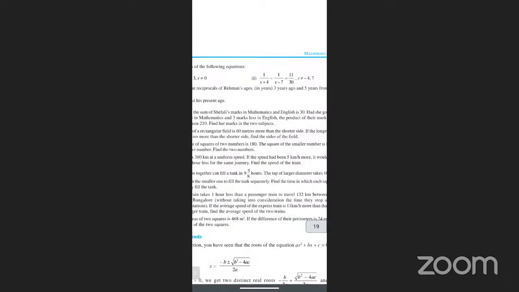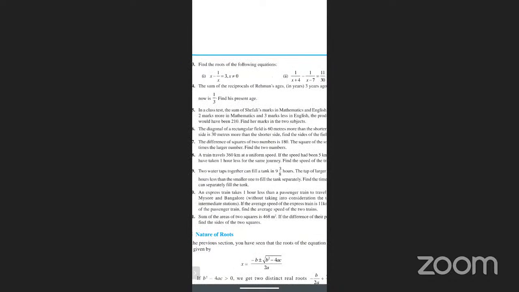The diagonals of a rectangular field. That one I have left for you. Find the sides of the field. This one I said you to find out. Please find it out and see the answers at the back, whether you are getting the answer or not. Okay. I know that most of them can do middle term factorization right now. Now let us go to question number 7.